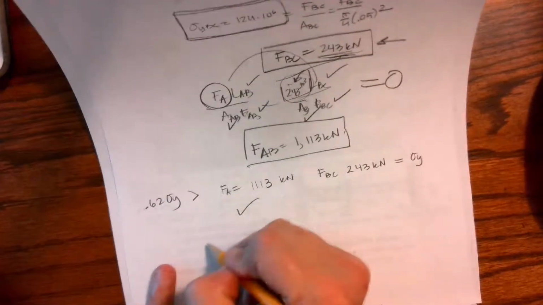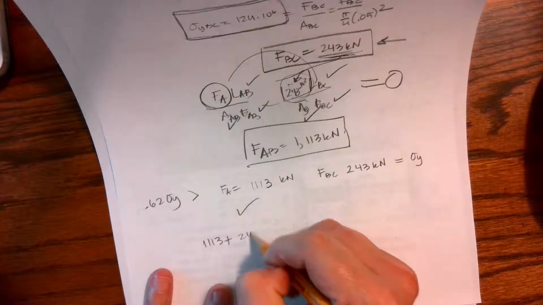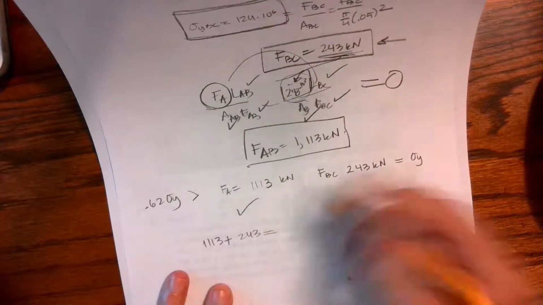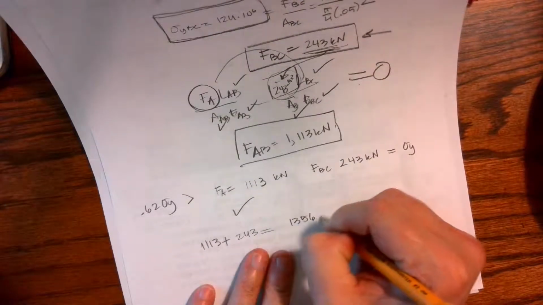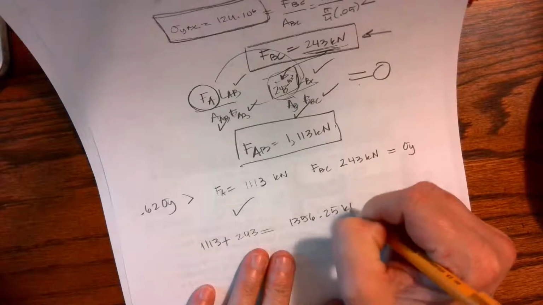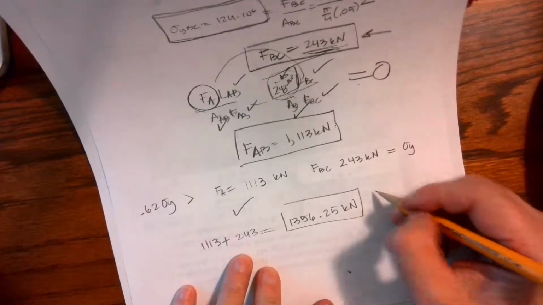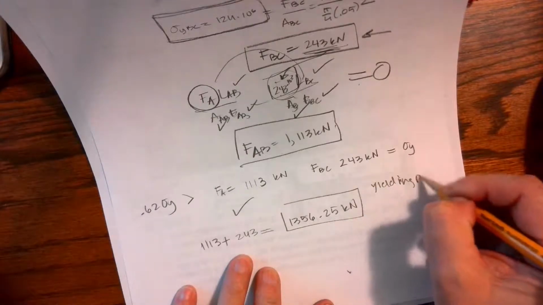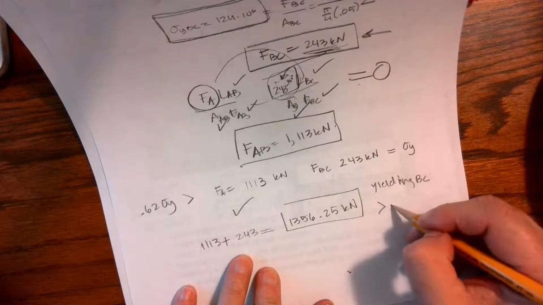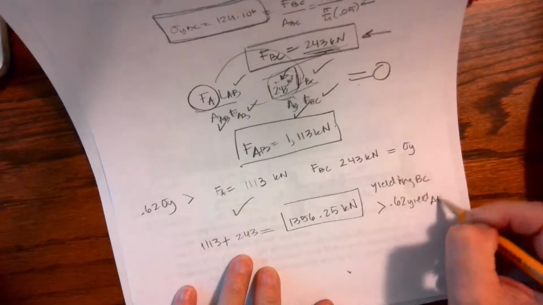And I can take 1113 plus 243, and I get a value of P of 1356.25 kilonewtons. So that is what I could apply to my system so that I don't have yielding of BC, and I am less than 0.62 yield stress of AB.